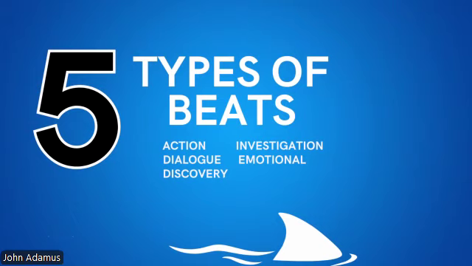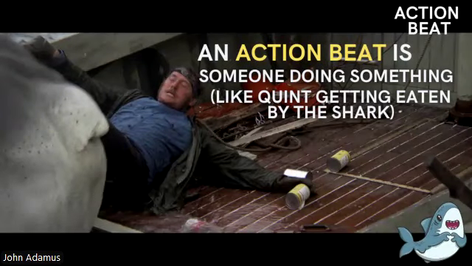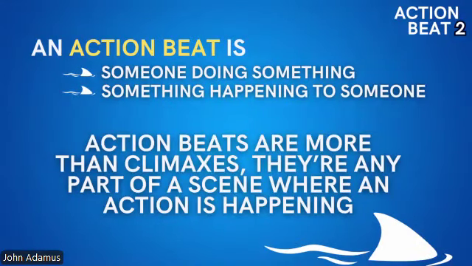And some of these are exactly what it says on the label. For instance, an action beat is somebody doing something. Like the shark is eating Quint, or Quint is being eaten by the shark. Action, something happens. It is generally somebody doing something or something happening to someone. You want to aim more for the doing, the active, rather than the passive of having something happen to somebody. Generally, the easiest thing you're going to think of when you think about action beats is the climax of your story, because that's the big action scene in the movie.